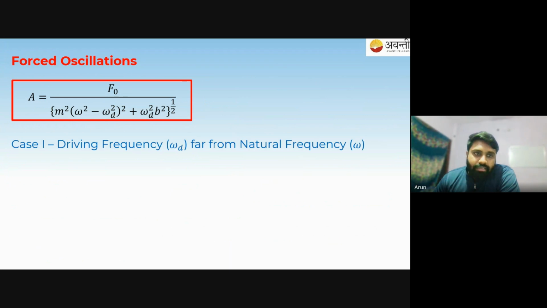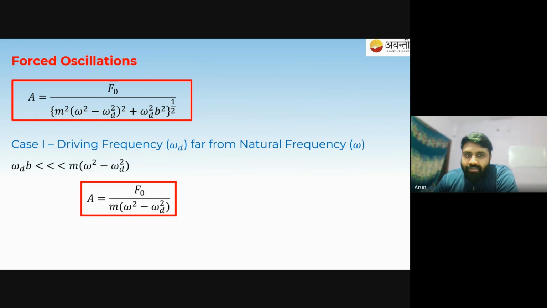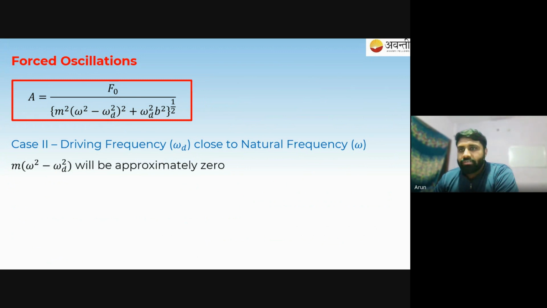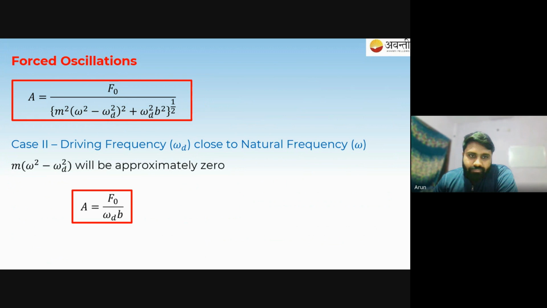Now case 1: if the driving frequency, omega d, is very far from the natural frequency, which means the natural frequency is much greater than the driving frequency, then omega d b is very small compared to m times (omega squared minus omega d squared), so the amplitude will be given by this. Small damping will cause this. Now case 2: if the driving frequency caused by the externally applied force is close to the natural frequency omega, we can neglect this term. Omega is approximately equal to omega d, so the amplitude that we get is F naught by omega d b.